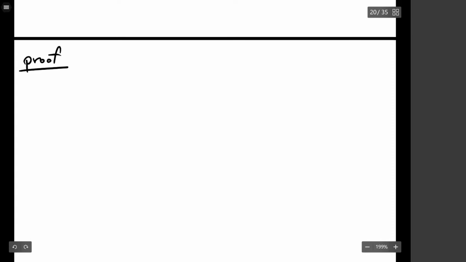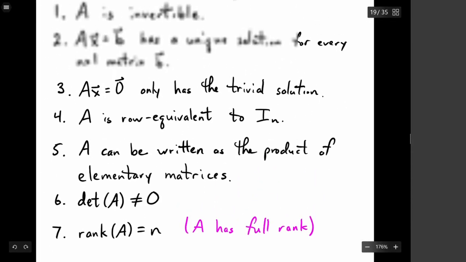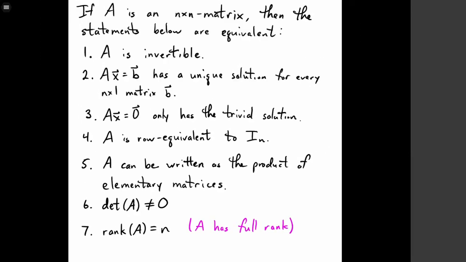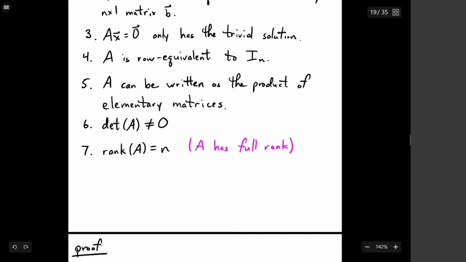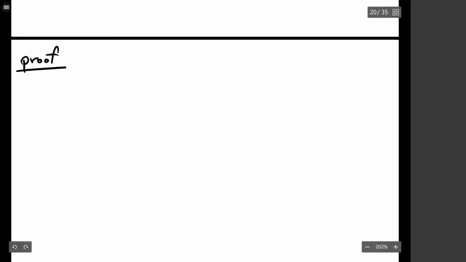Right. And when we're doing a proof where we're trying to show that we have a bunch of things being equivalent to each other, we essentially have to be able to get from any statement to any other statement. Okay? So this is going to kind of look like a grid almost.